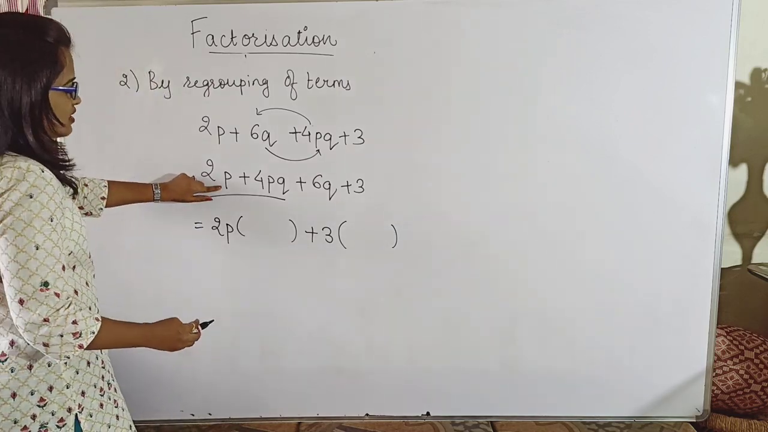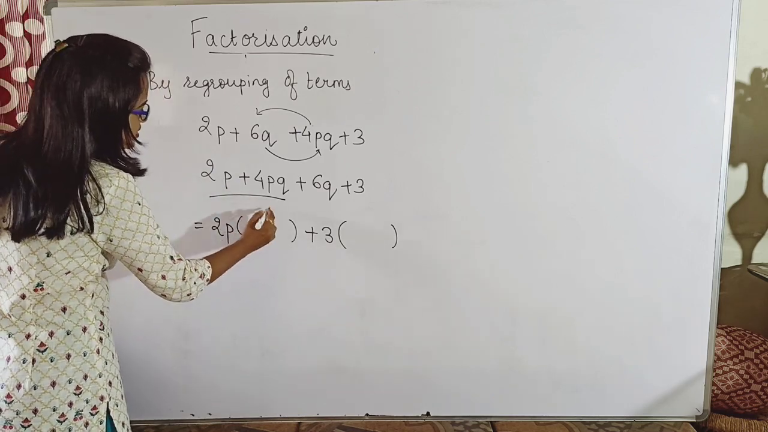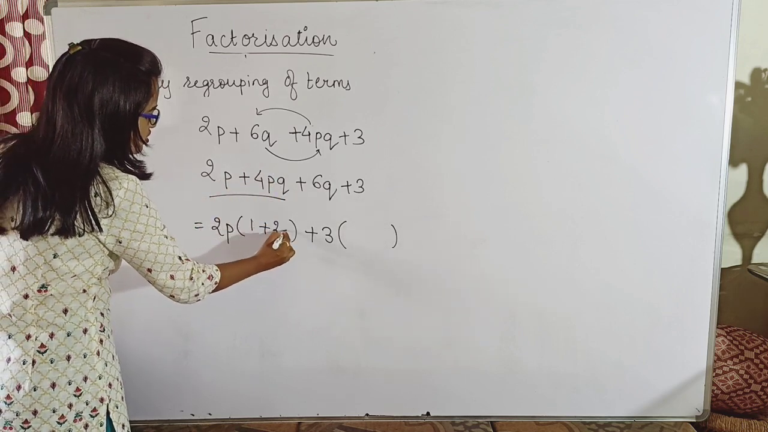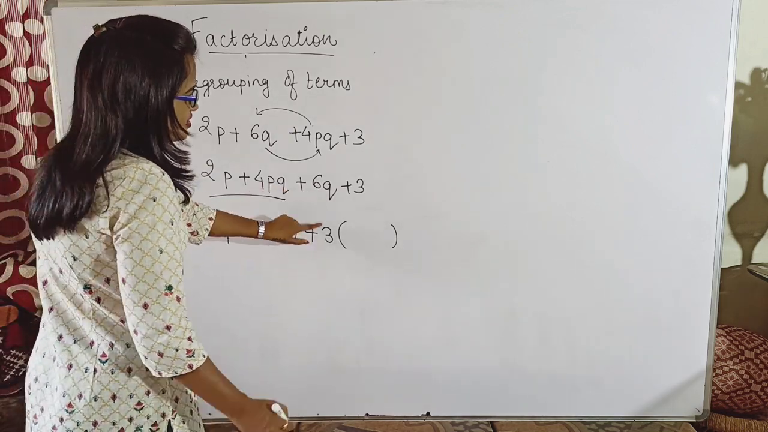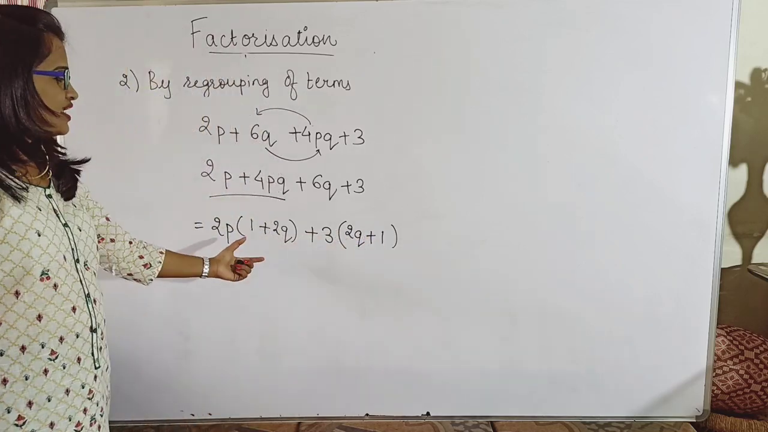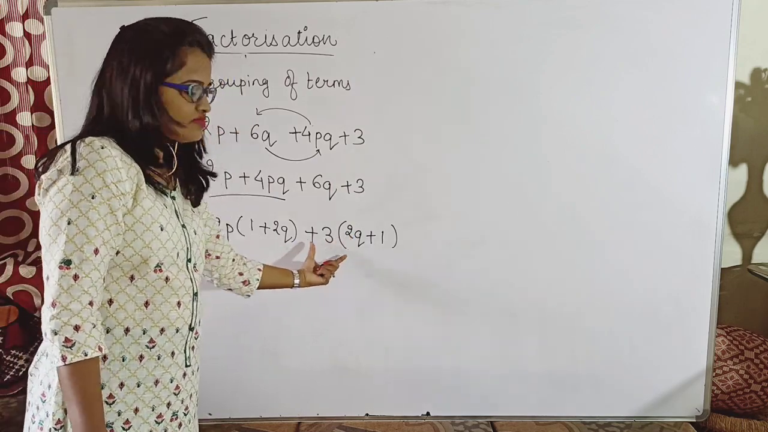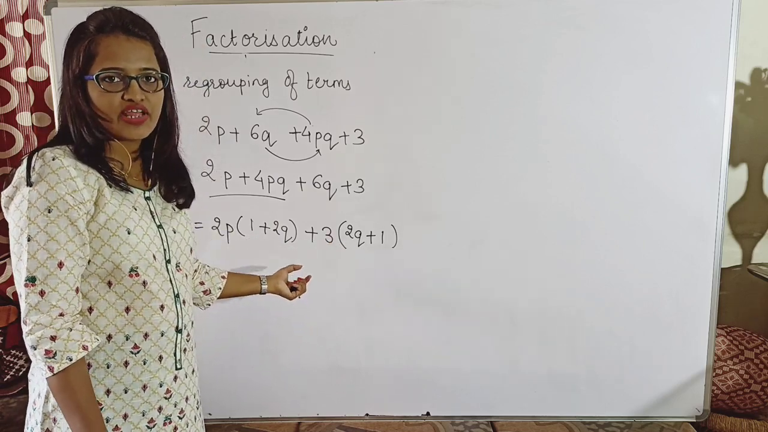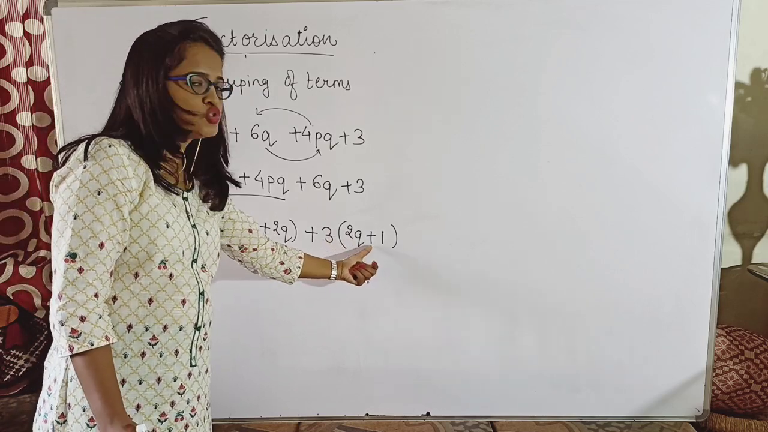If I take 2p as common, what is remaining here? So 2p divided by 2p, 1 will be remaining, plus 4pq divided by 2p, p and p will get cancelled, 2 1s are 2, 2 2s are 4, and 2q will remain. Similarly here, 6q divided by 3, 3 1s are 3, 3 2s are 6, q plus 1. Can you see that the bracket which is coming is the same, 1 plus 2q and 2q plus 1, even though the order is interchanged, but that doesn't mean their values are different, because 2q is positive, 1 is also positive, and here also 2q is positive and 1 is positive.